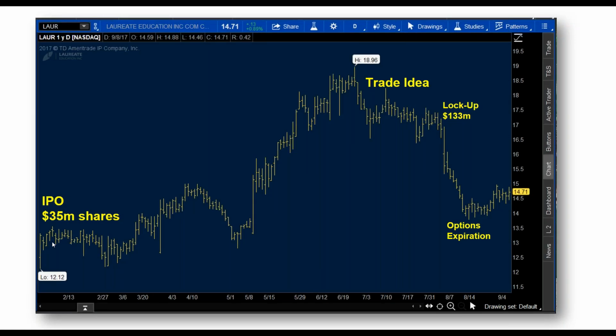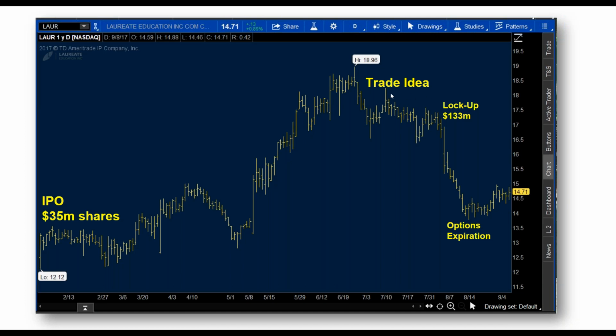IPO, 35 million shares. Think like you're an employee. Think like for a bonus, you got $100,000 worth of stock given to you at the IPO price. But you can't sell it until 6 months after because your stock's restricted. Fine. I get my stock for 12. It goes up to 14. I really want to sell it, but I can't. It goes down, now I'm super sad. It goes up, now I really want to sell it, I can't because it's restricted.